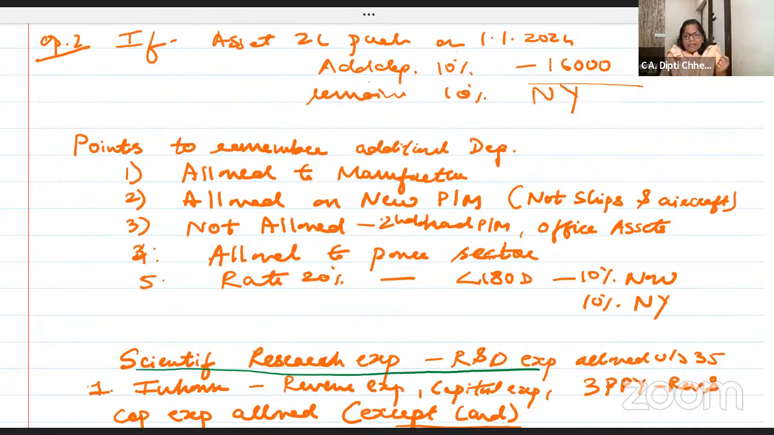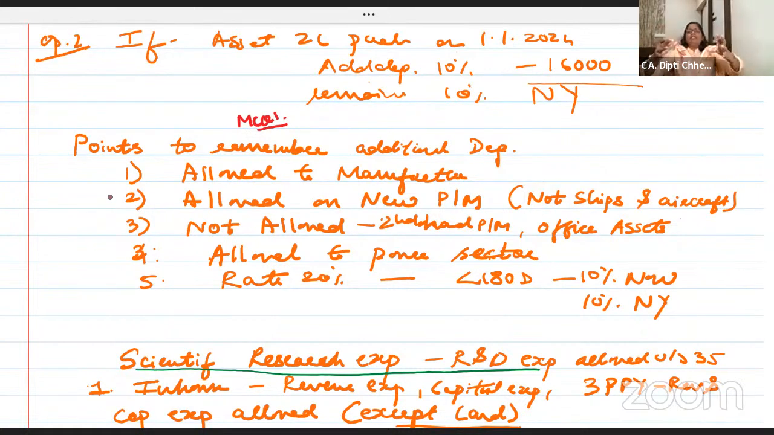Ma'am, above the normal depreciation, additional depreciation is also allowed? Yes. Hot favorite for your MCQs. What are the terms and conditions for additional depreciation? It is allowed to manufacturer on new plant and machinery other than ships and aircrafts, other than second-hand machinery, not allowed. Other than plant and machinery used, other than factory, like I have a guest house or I have an accounts office, so there additional depreciation will not be allowed.